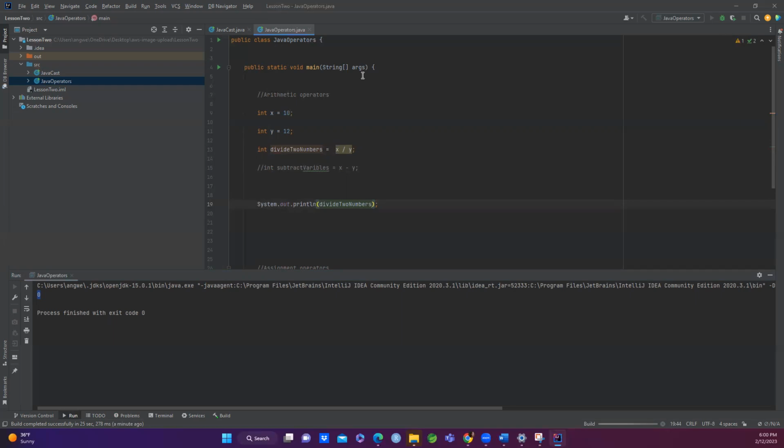But there's something I want you to notice. What is 10 divided by 12? What do you get? It should give 0 point something. Yes, it's 0.8 and a lot of threes, right? That is what exactly you get. But the answer you're going to get here is going to be 0. Why? Because the division operator does not account for the remainder.